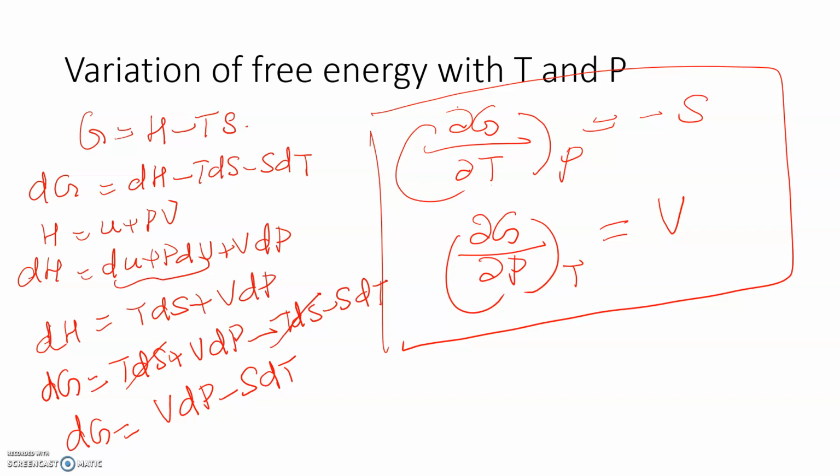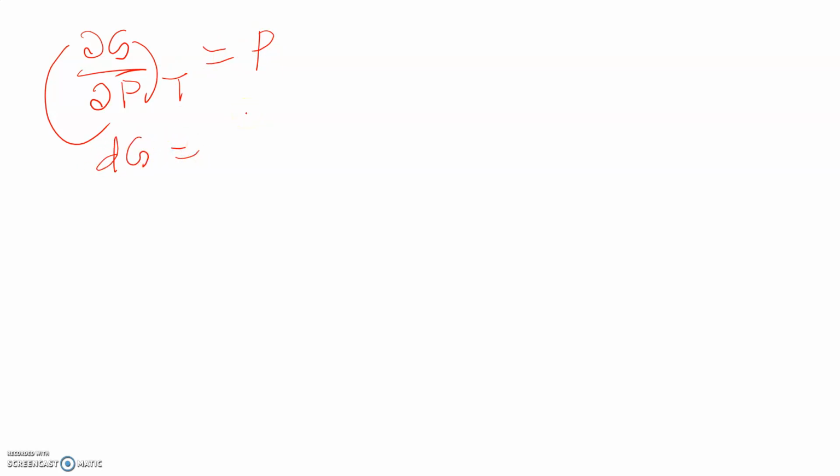Okay. We have dou G by dou P at constant temperature as equal to P. Or from this, what is dG? Sorry, as V. It's not P, that's V. Sorry. dG is equal to V into dP. How do we get that? We are cross multiplying, and hence we get dG is equal to VdP at constant temperature.